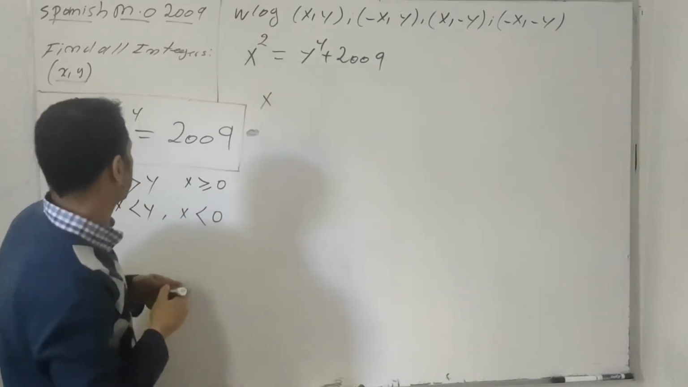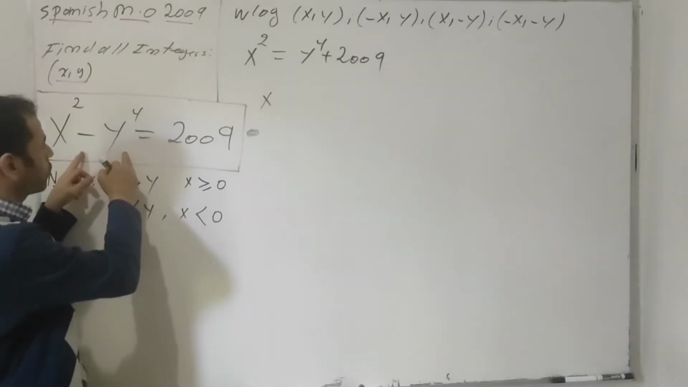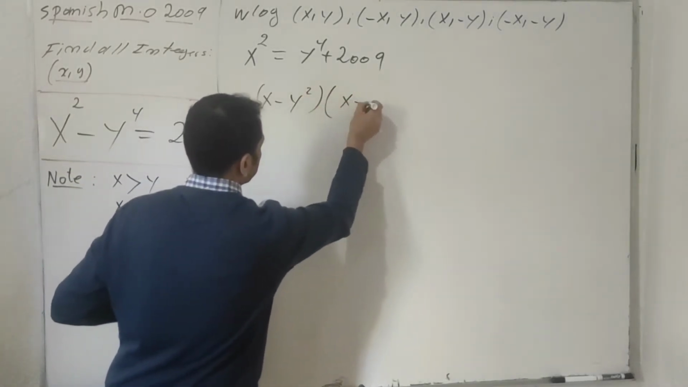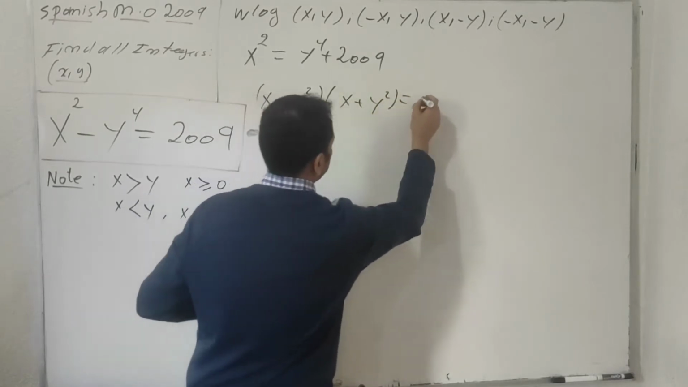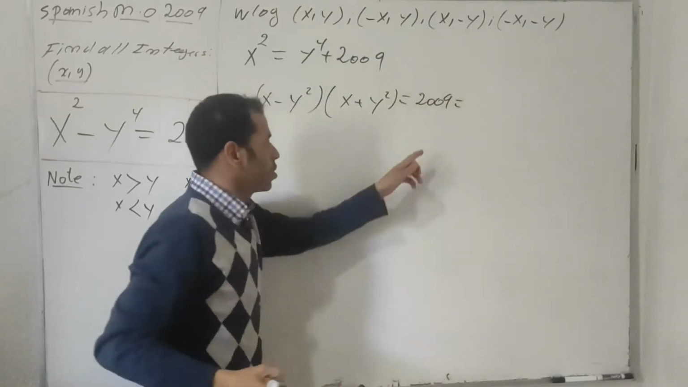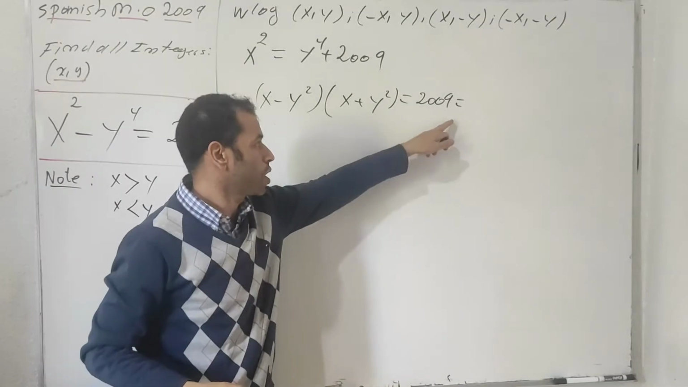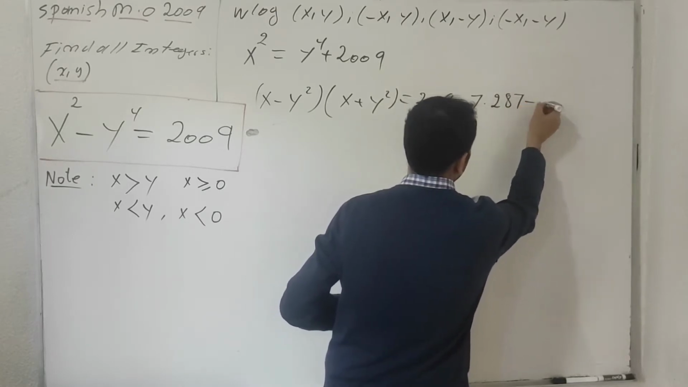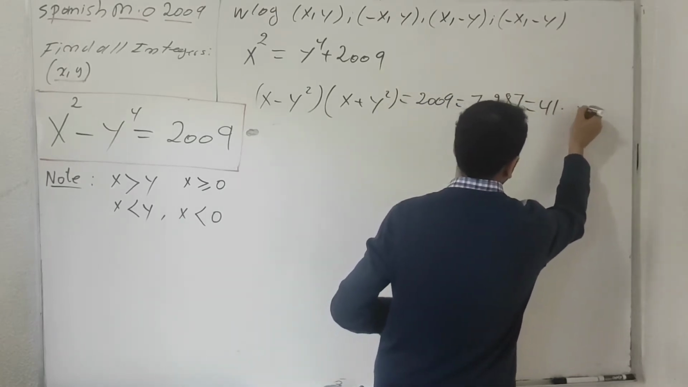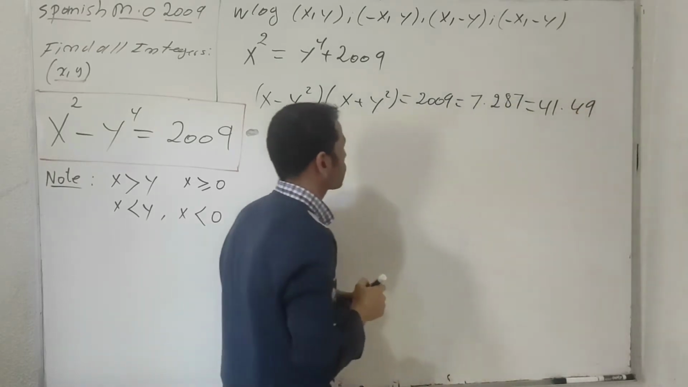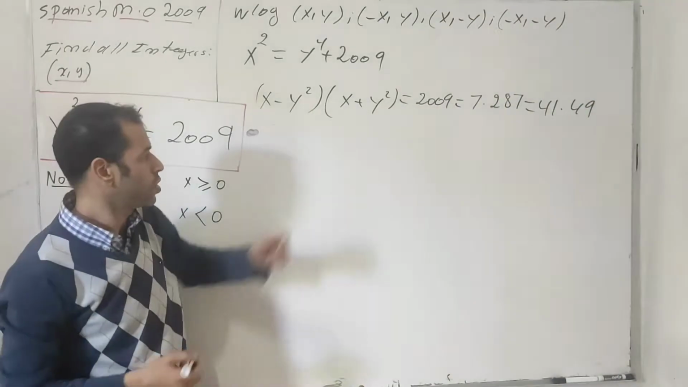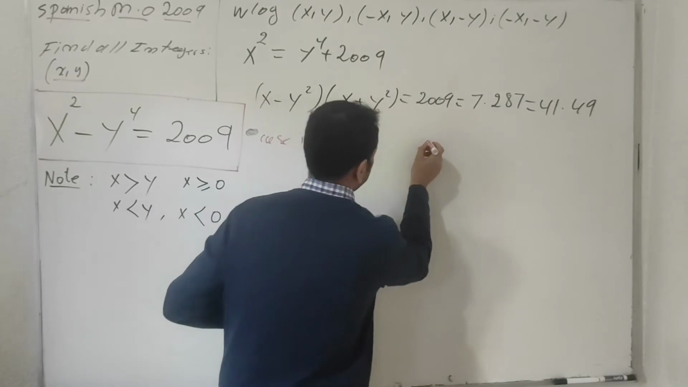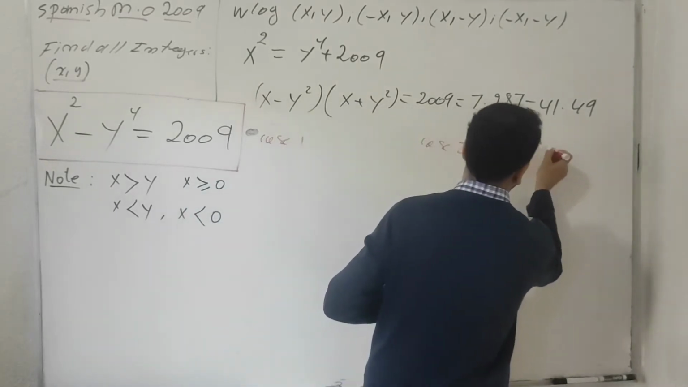This is written in the form of a difference of squares, so I'm going to transform it into a product. I will have x minus y squared, factor x plus y squared, equals 2009. 2009 can be written as 7 multiplied by 287, and also as 41 multiplied by 49. I'm going to break this into different cases: case number 1, case number 2, and lastly case number 3.